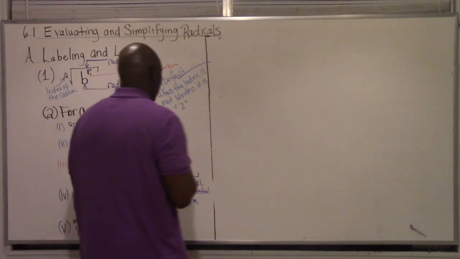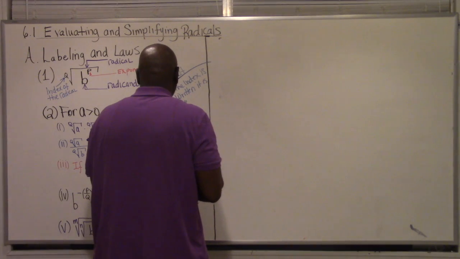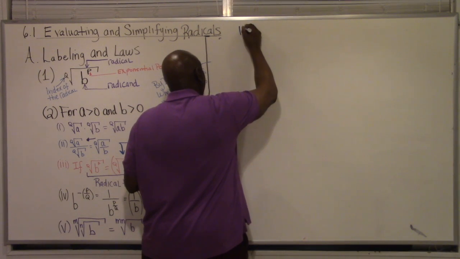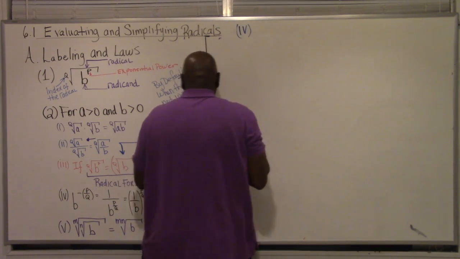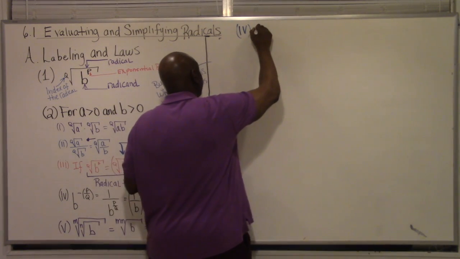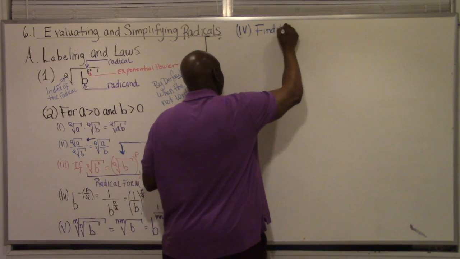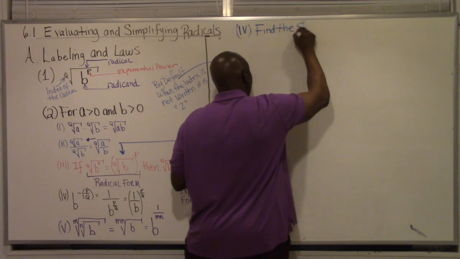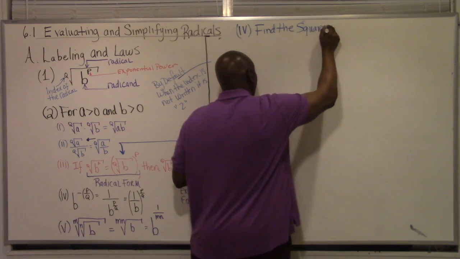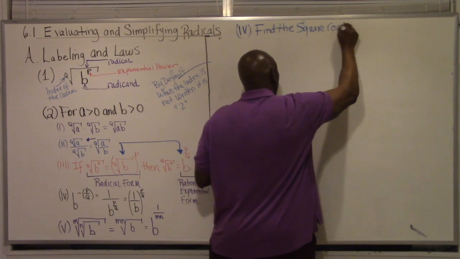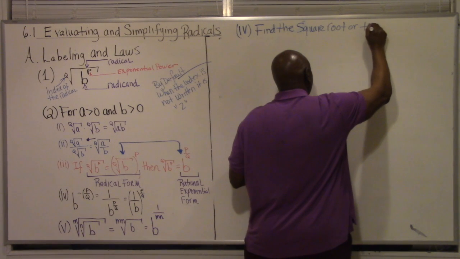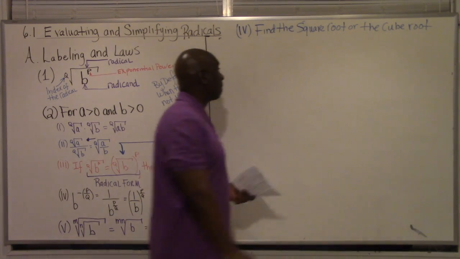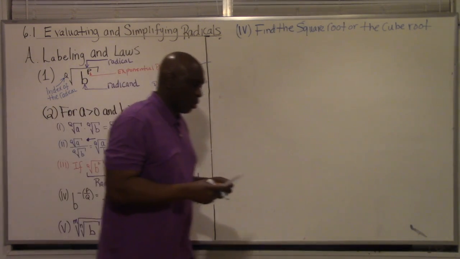All right. So now we have case number 4. Case number 4, find the square root or the cube root. All right, that's case number 4, find the square root or the cube root.